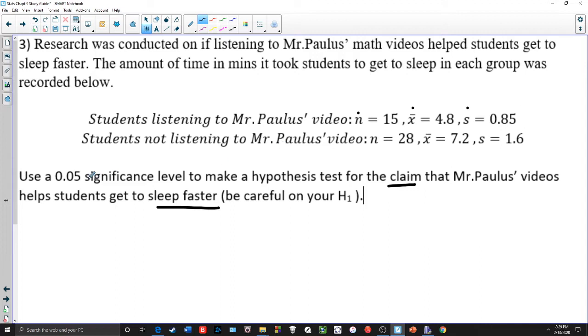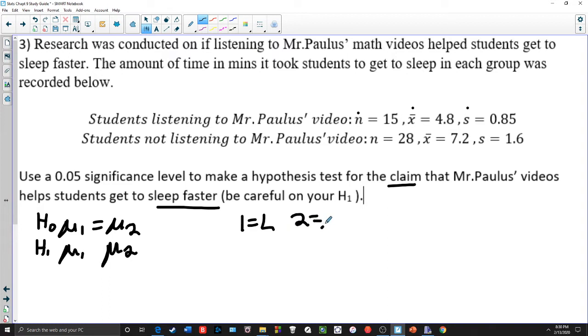So this is basically going to be the exact same thing we just did, just in a little bit of a different format in terms of a word problem. So we still have average sleep time for the first group is equal to average sleep time for the second group. And then for H1, we have to figure out what kind of symbol is going to go between them. So I'll put 1 as the listening, so I'll put L, 1 is listening, and 2 as NL, not listening.